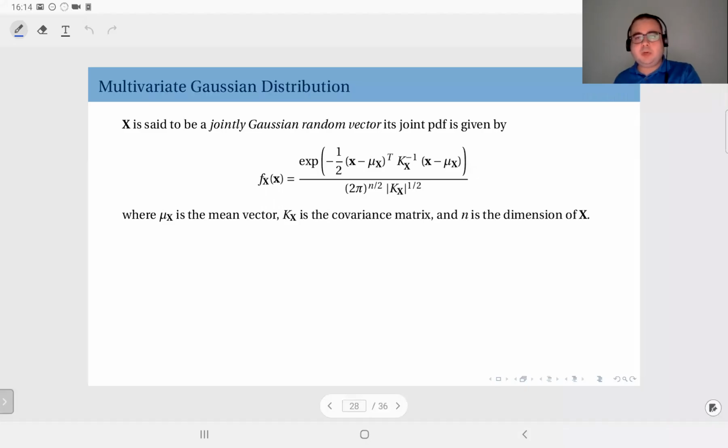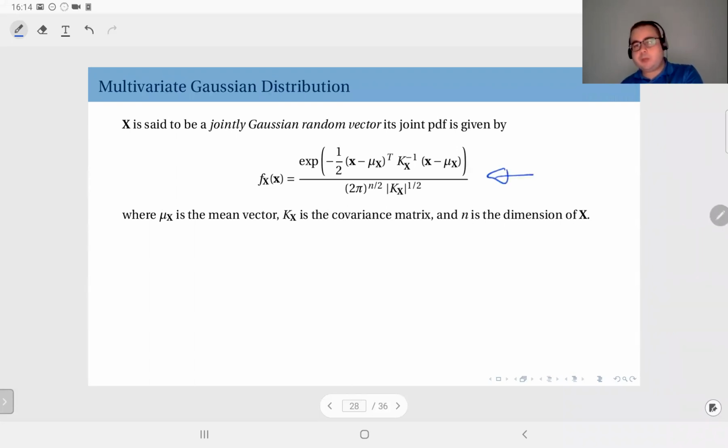We have talked about bivariate Gaussian distribution. Now we will generalize it to more than two components. Here we have the multivariate Gaussian distribution. So this is a random vector of size n, and this random vector has a joint Gaussian distribution. And the joint PDF is given by this expression.